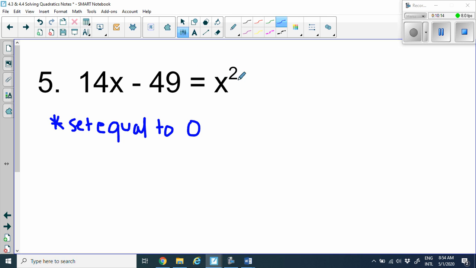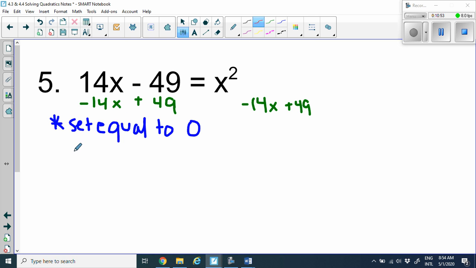And so what I'm going to do, because I want to keep my x squared positive, is I'm going to move the 14x and the negative 49 over. So I'm going to subtract 14x from both sides. Now, 14x and x squared, they are not like terms, so you cannot combine them. Okay? And then my 49, I'm going to do the same thing as well. So here, since it's minus 49, I'm going to add 49 to both sides. So add it to the other side as well. So when I do that, now it's going to be equal to 0.